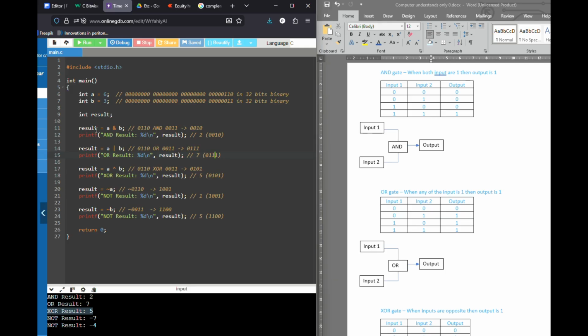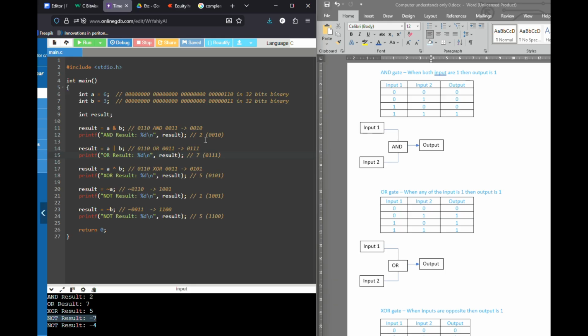Then for the complement, this is the NOT gate actually. So NOT of A: when you convert 0110, NOT of A will be converted to 1001. This is actually -7. So in C, the convention is that the complement of 6 will give -7. So the NOT result is -7. This is how C will calculate the NOT gate.